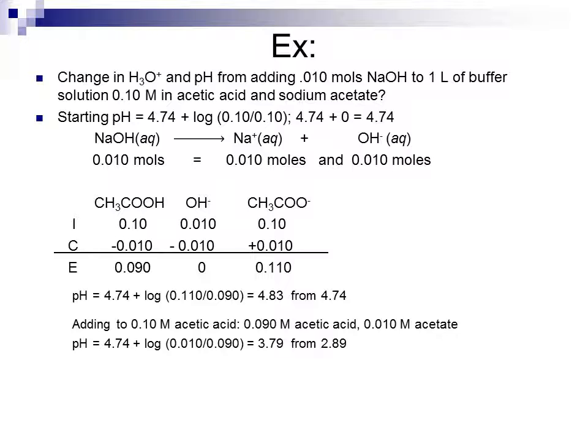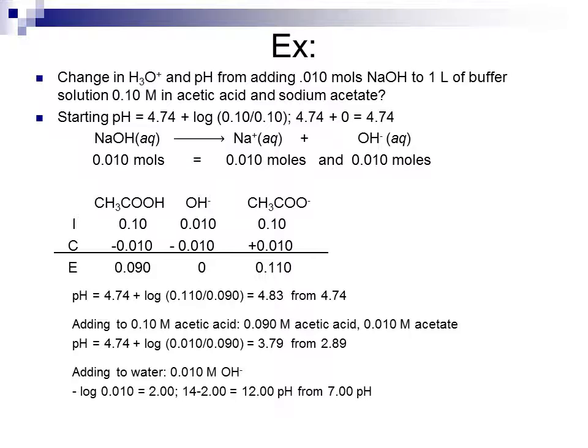Compare this to adding that directly to a 0.1 molar solution of acetic acid. If I added that same sodium hydroxide to just acetic acid, I would have still 0.09 molar acetic acid. I would get 0.01 molar acetate. The pH would be 4.74 plus the log of 0.01 divided by 0.09, which is 3.79. The standard pH of acetic acid is 2.89. That's a big jump, almost 1.